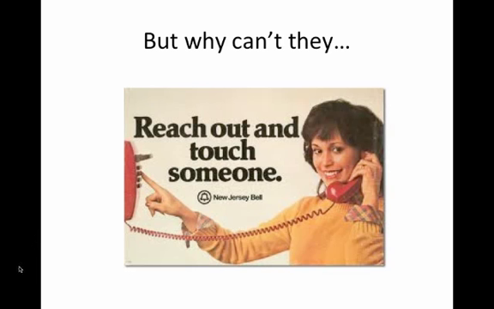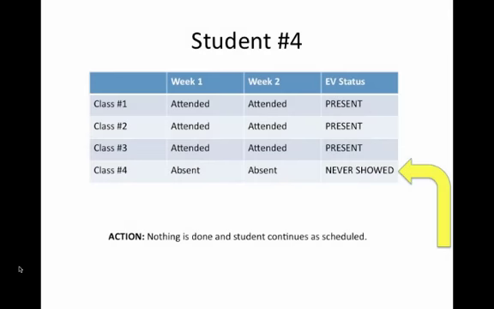Let's look at another scenario. Another student attended weeks 1 and 2 of 3 of their classes and was marked as being present. But in their 4th class, they were absent and marked as having never showed up. What happens in this case? Well, in this case, nothing is done. The student continues as scheduled.